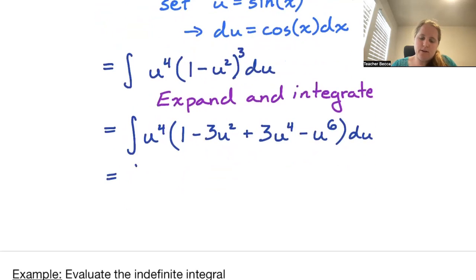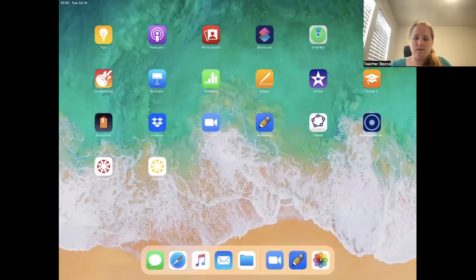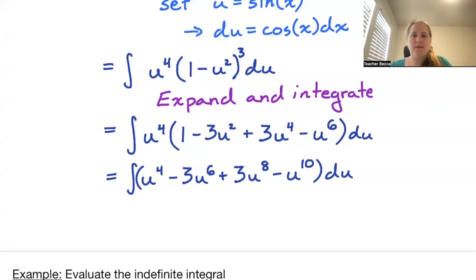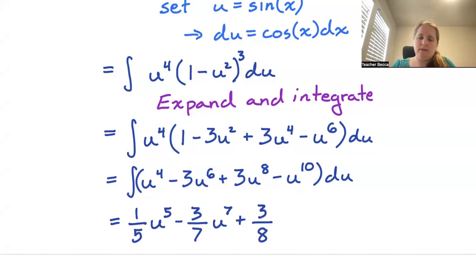Multiplying in that u to the fourth, we are looking at the integral of u to the fourth minus 3u to the sixth plus 3u to the eighth minus u to the 10th du. Right, from here, we have that this is equal to 1/5 u to the 5th minus 3/7 u to the 7th plus 3/9 u to the 9th minus 1/11 u to the 11th, and then plus c.